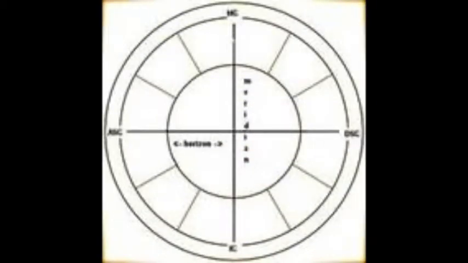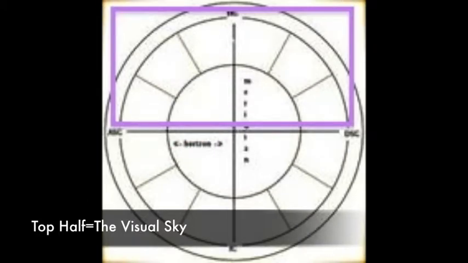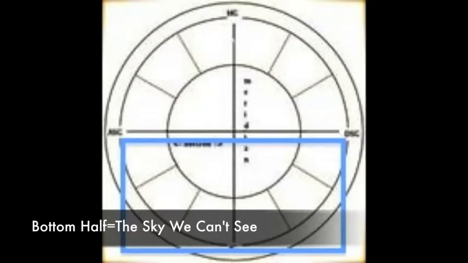Here we have a simplified version of the natal chart. As you can see, we have two very prominent lines. For the time being, we can just call them the x-axis and the y-axis. The x-axis is actually the horizon. This means that the top half of the natal chart is the sky that you can actually physically see. And the bottom half is the other side of the world, or the part of the sky that we can't see.